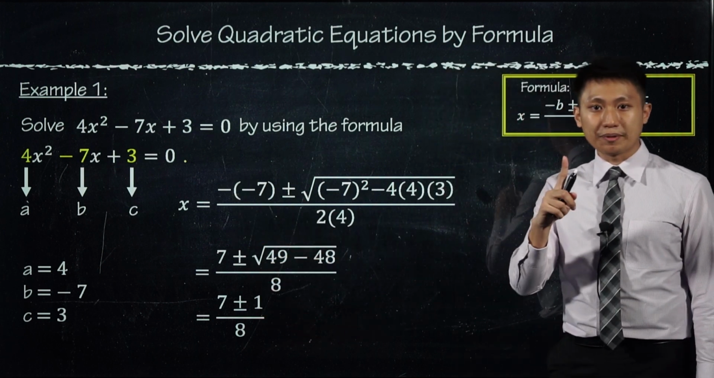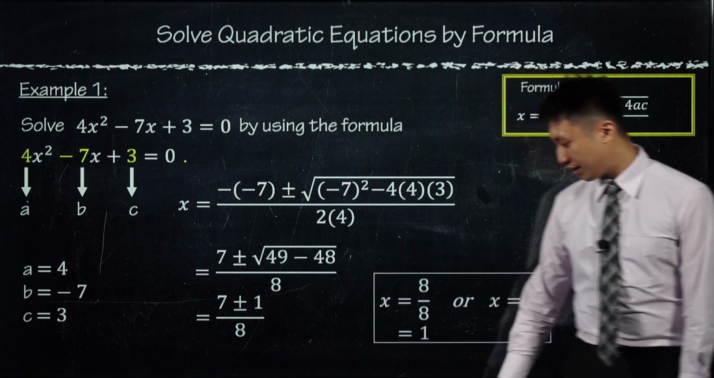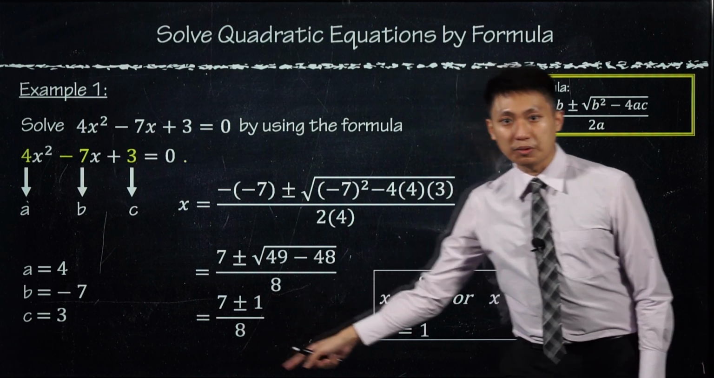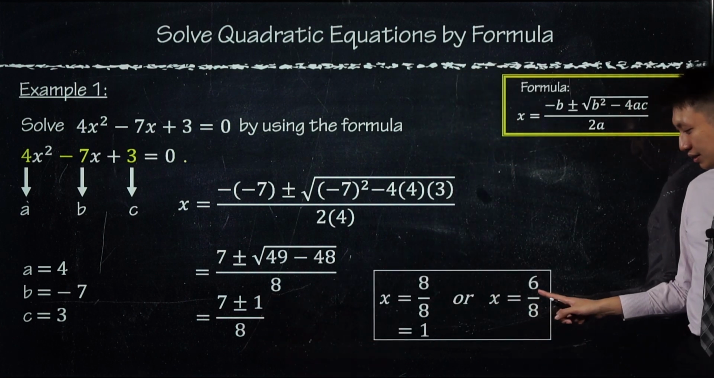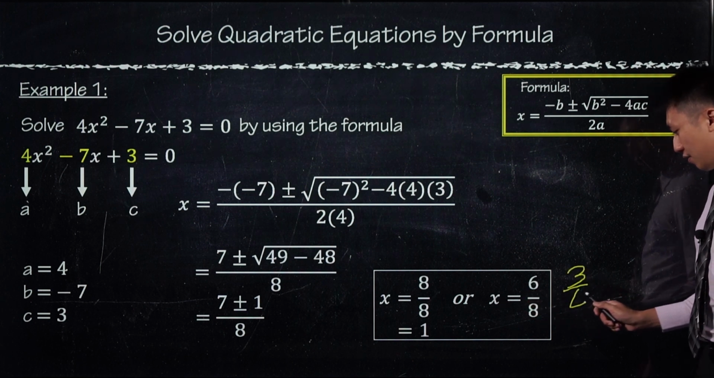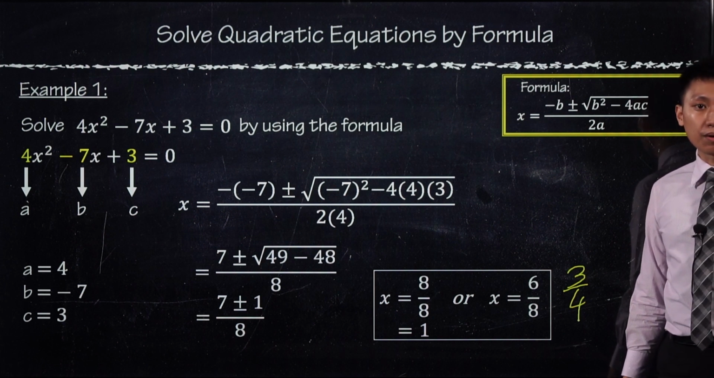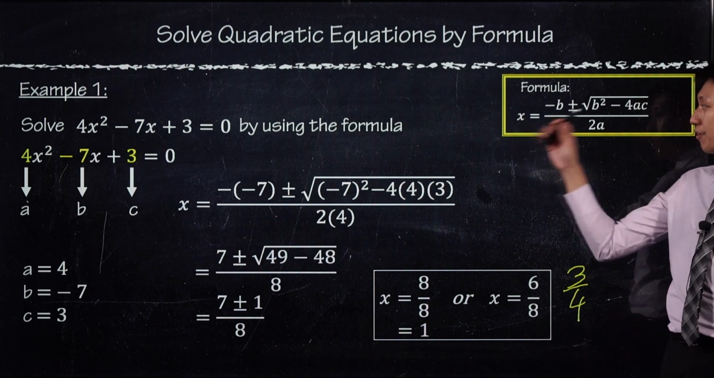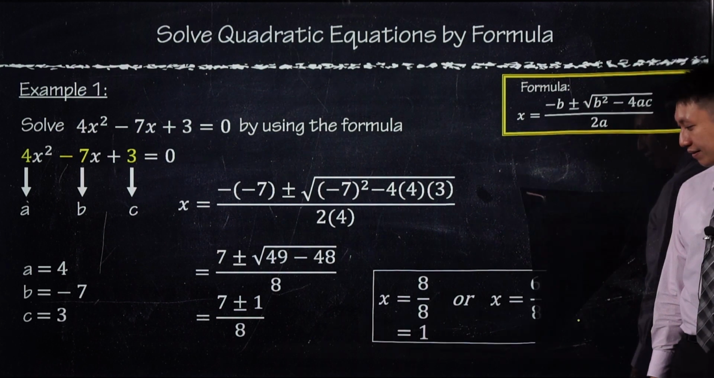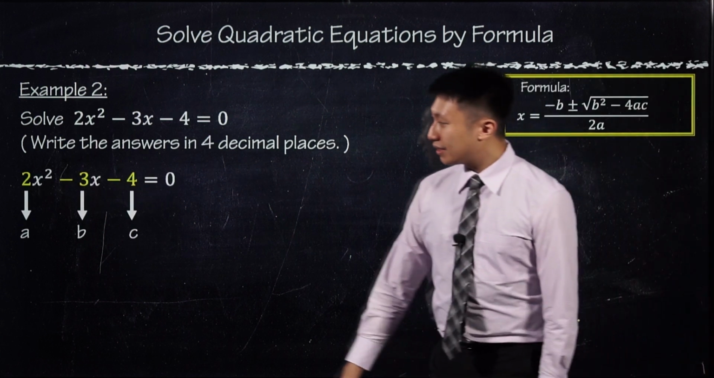So the first answer will be what? 7 plus 1, 8, divided by 8, which is 1. The second answer will be 7 minus 1 divided by 8, which is 6 over 8, which is 3 over 4. Simplify it, then get the answer. Very simple, right? Just straightforward, sub in, get the answer. Easy, done.